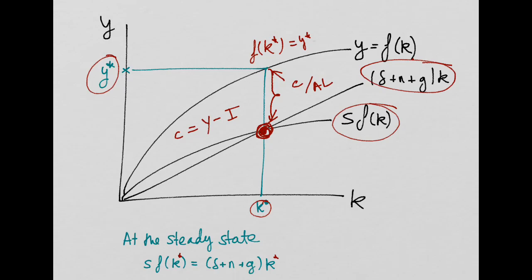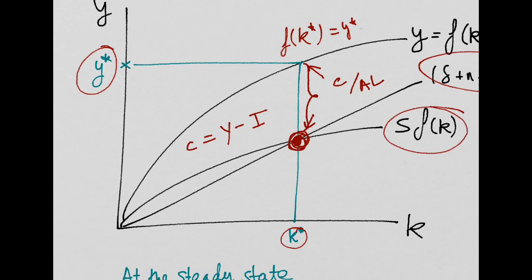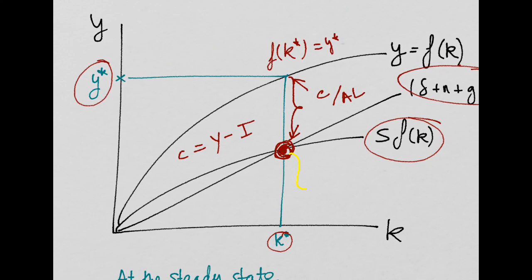So remember, at the steady state level where capital is K asterisk, then this will be the break-even investment and also the actual investment, and the difference between output and investment will actually be just consumption over effective labor. So these will be investment and these will be consumption at a steady state.